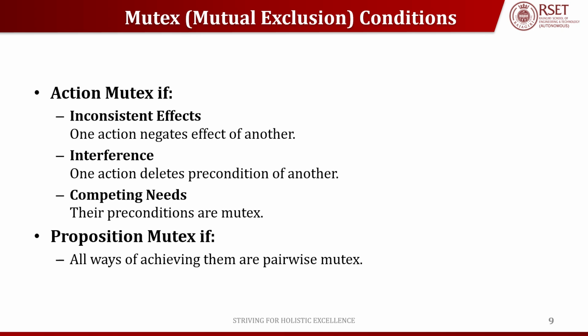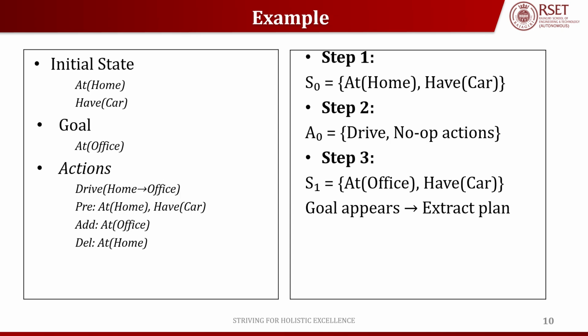Okay, in simple words, mutex means that two things cannot happen together. Now we'll see this graph planning concept with a simple example. You have an initial state, a goal state, and some actions. The initial state is that you are at home and you have a car, and your goal is to reach the office. So in order to reach from your initial state to the goal state, what actions should you perform? That is, you should drive from home to the office.